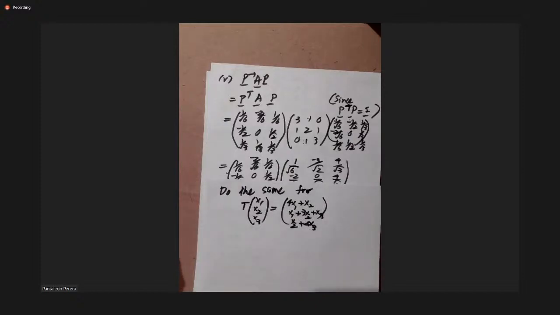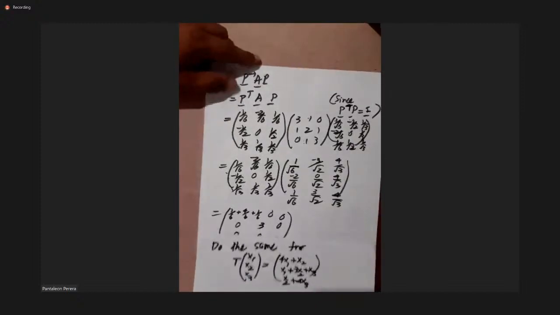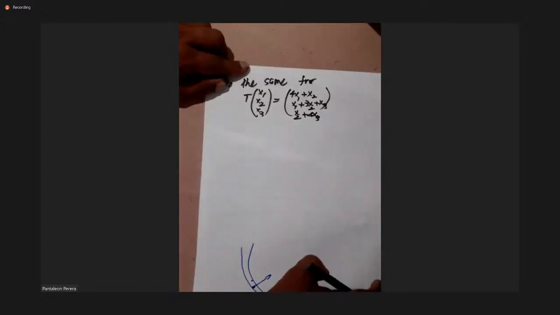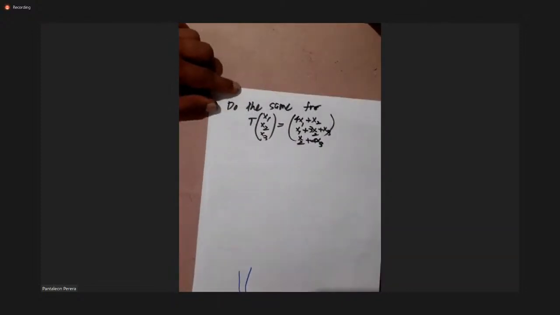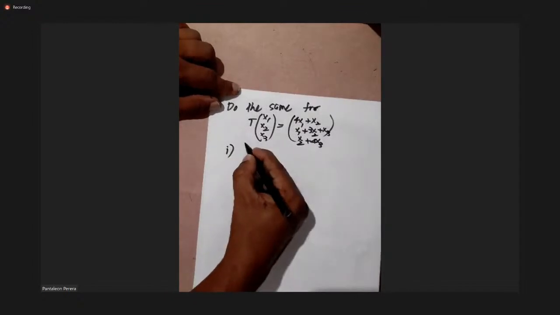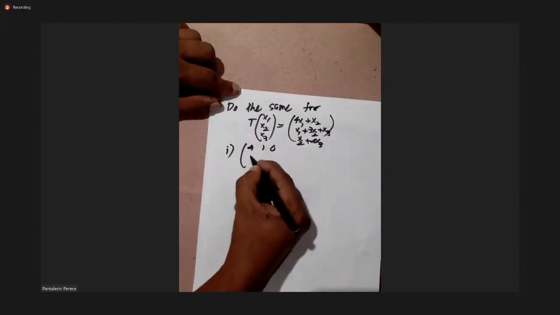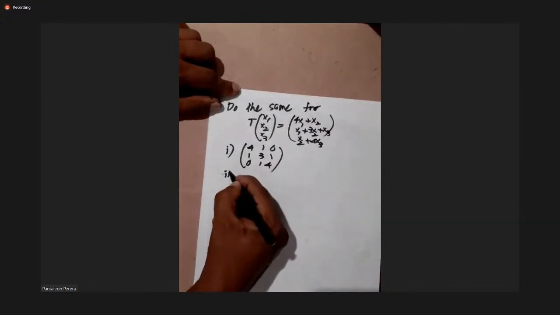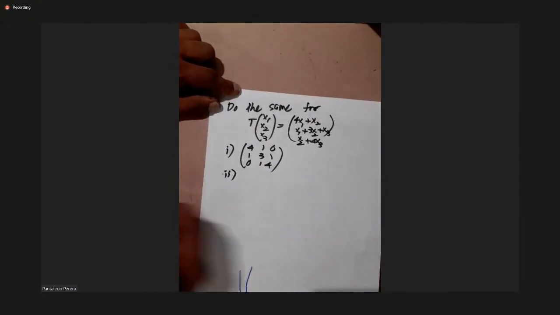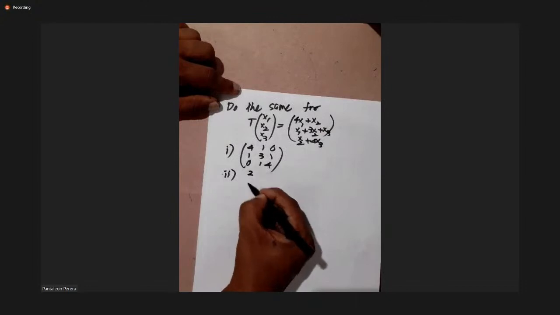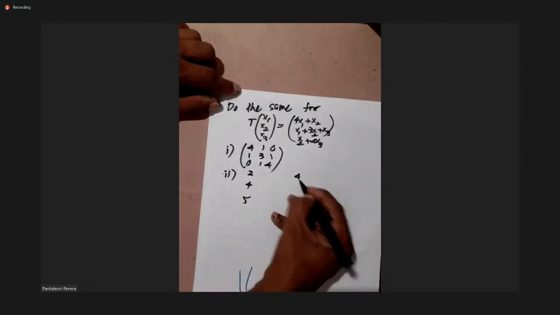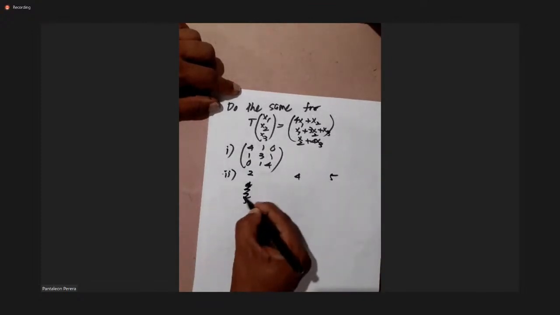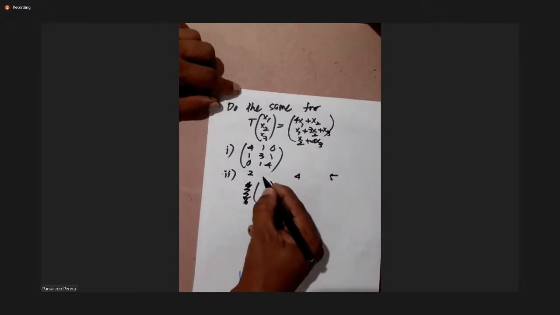I give the answers. There are 5 parts, right? First, you have to find the matrix of the linear transformation. It is this. Part 2, you have to find the eigenvalues and eigenvectors. Eigenvalues are 2, 4, 5. I could have written it like this, 2, 4, 5. The eigenvectors are the same eigenvectors we got.